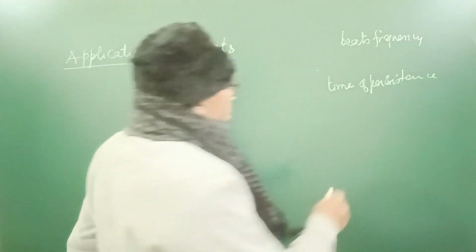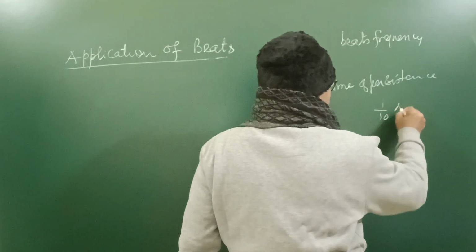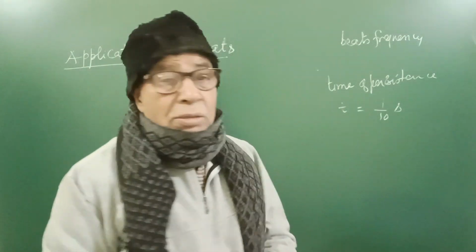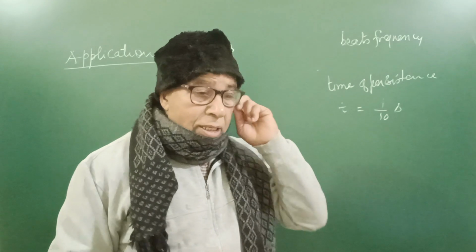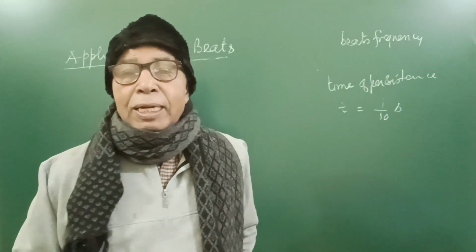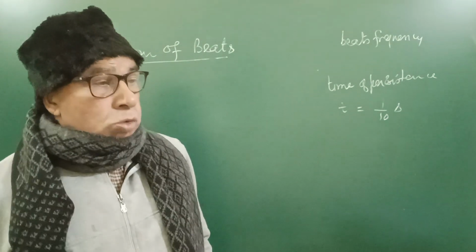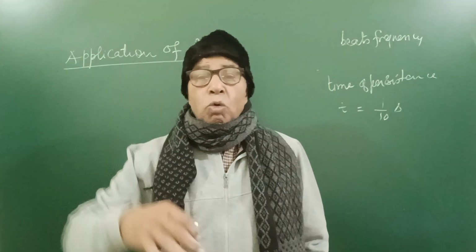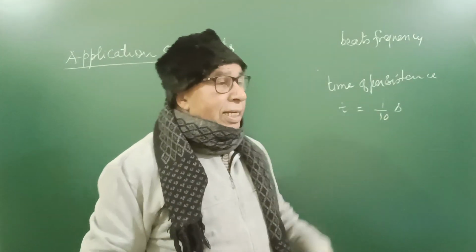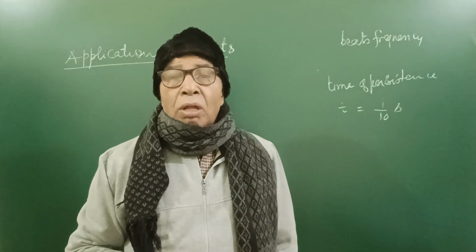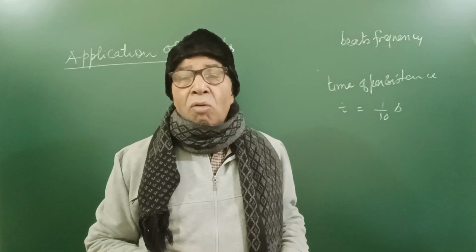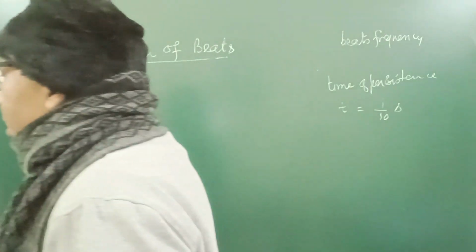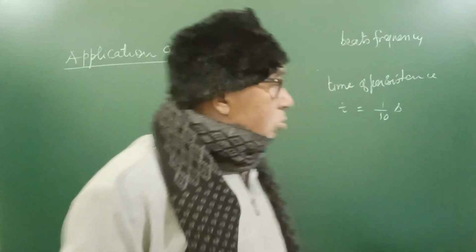So this was the fact: the time interval between two events should be more than 1 by 10 seconds. Only then can you listen to two sounds separately. We listen to an echo. If the time interval between the sound sent and the echo is less than 1 by 10 seconds, then we don't listen to the echo. If it is more than 1 by 10 seconds, we listen to the reflected sound. Echoes are nothing, these are reflected sound.